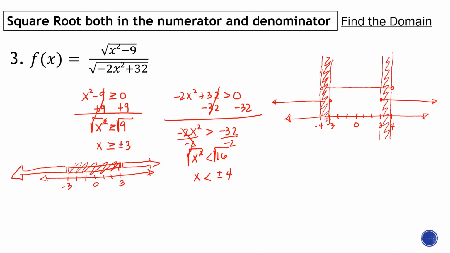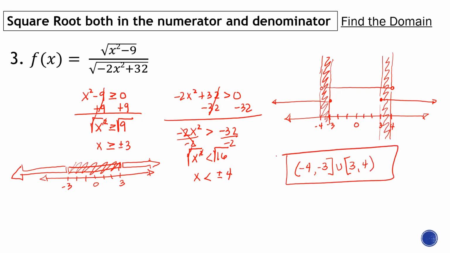Now, how are we going to convert that into interval notation? So let's begin with negative 4. Open parenthesis up to negative 3. And then we will close that using a bracket, union of 3 to 4. There you go. So that's how we convert that into interval notation.